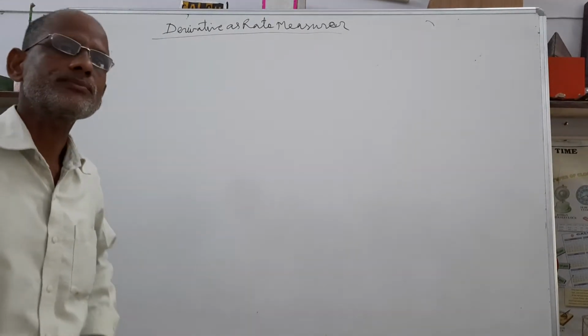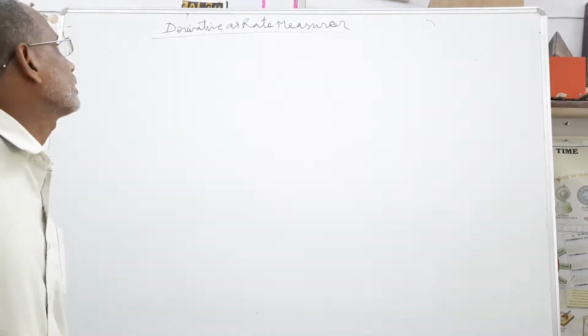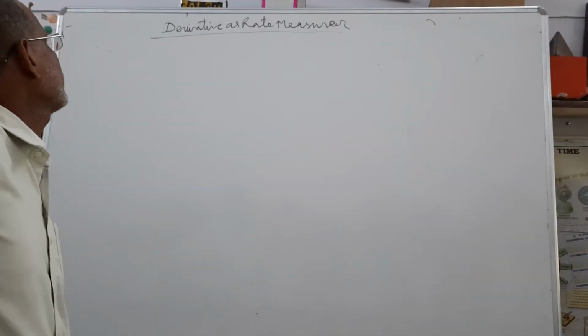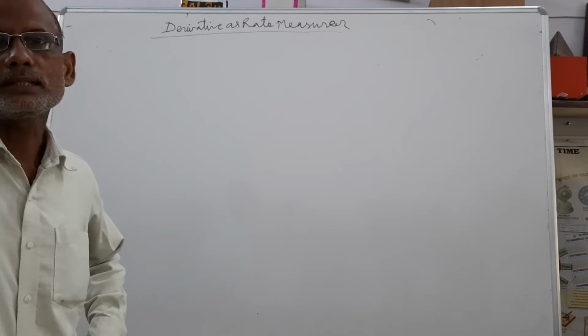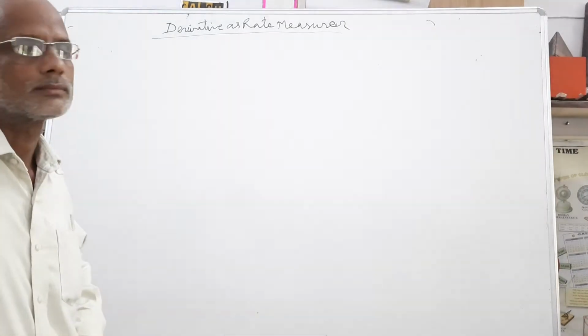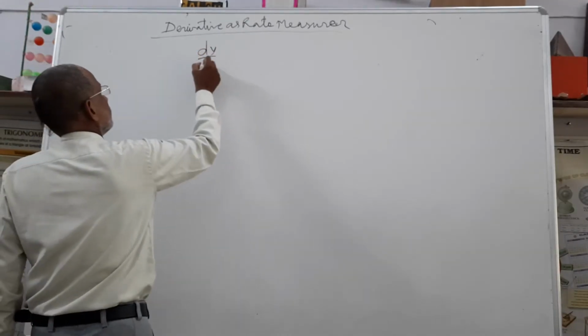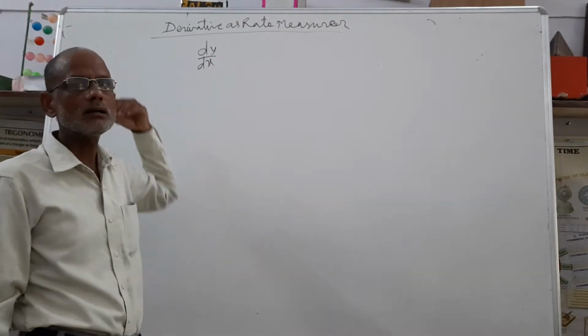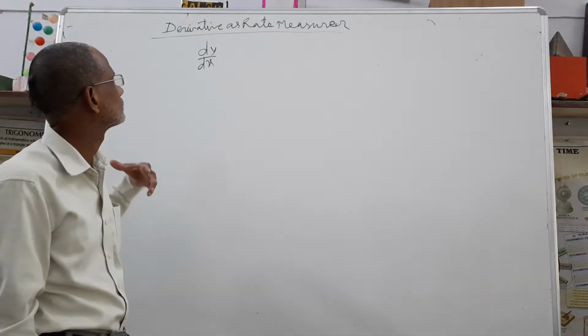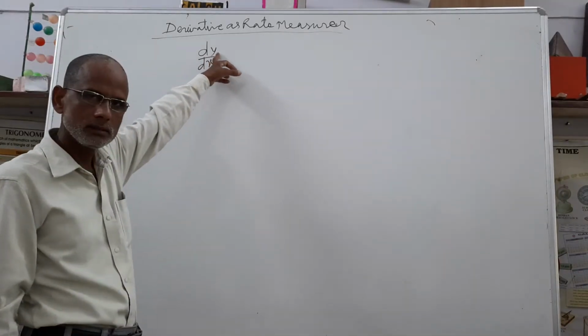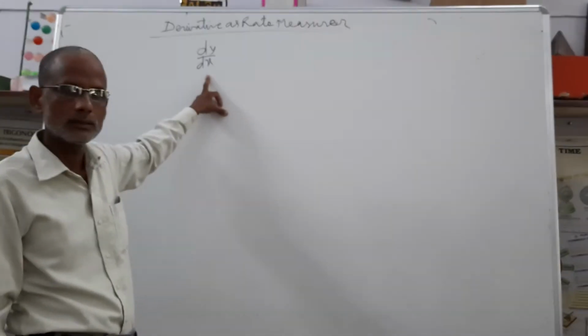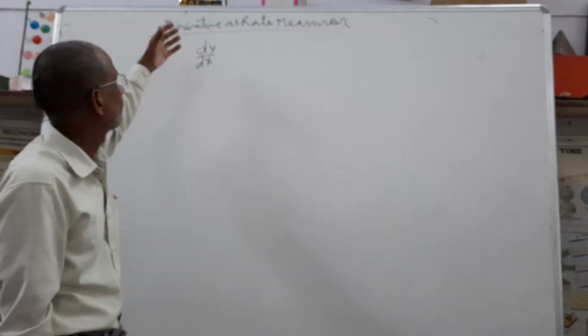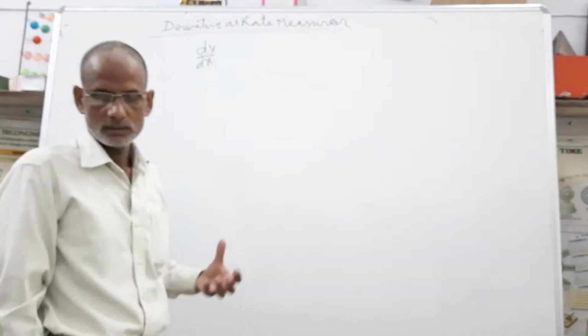Today we will study application of derivatives, among which the first application is derivative as rate measurer. As you know from your previous class, dy dx means rate of change of y with respect to x. Rate of change of y with respect to x, that is dy dx, is the rate measurer.